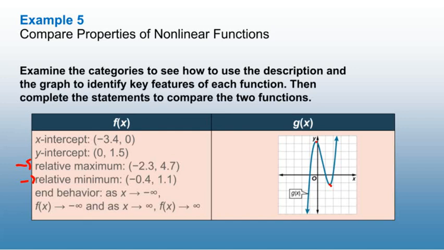The end behavior for g of x: you have negative infinity when you go to the left, and then positive infinity to the right. And the end behavior for f of x: when x approaches negative infinity, f of x approaches negative infinity, and as x approaches positive infinity, f of x approaches positive infinity. So the end behaviors are the same.